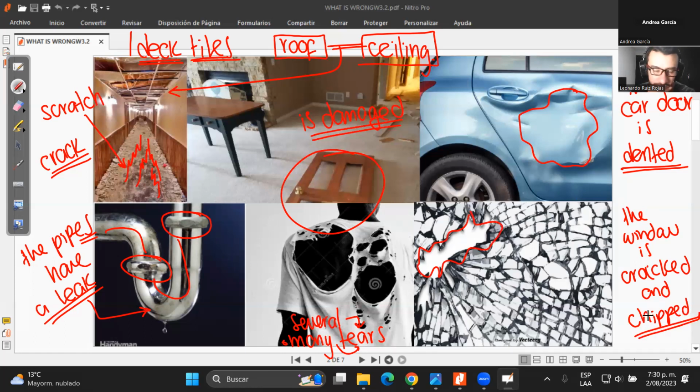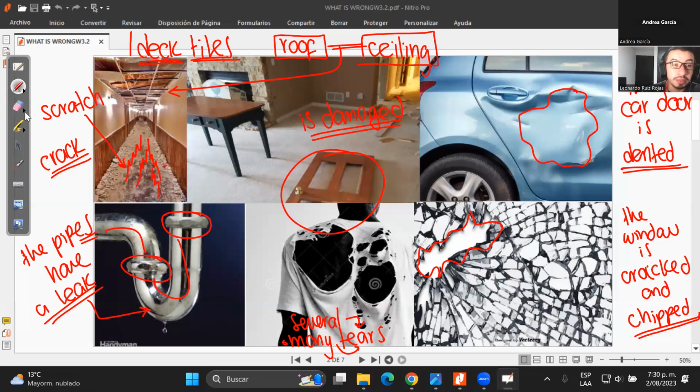Very good. So the window, we could also say that the window has many cracks and a big chip in the center. So it has many cracks. Ready? André, how are you doing there? Good? Questions with the vocabulary? Easy? Good teacher. Perfect. Very good.